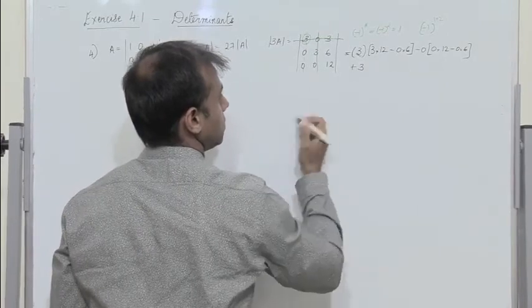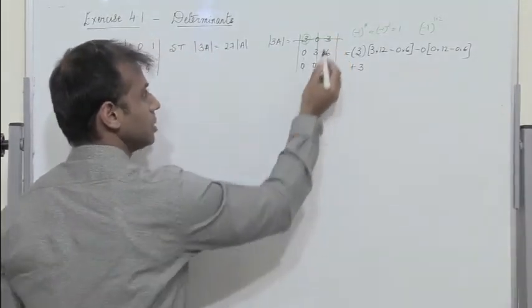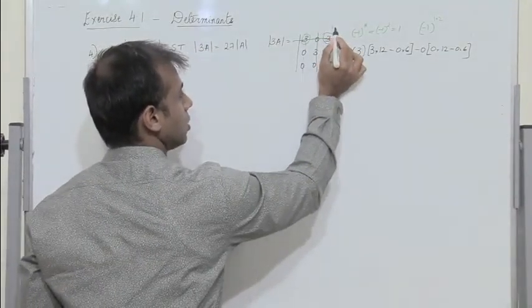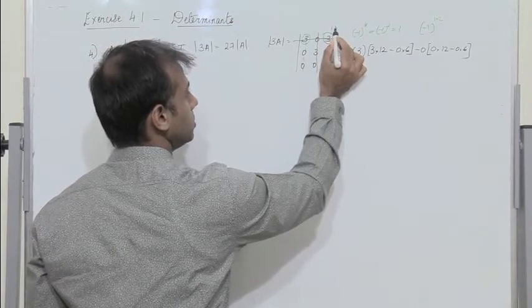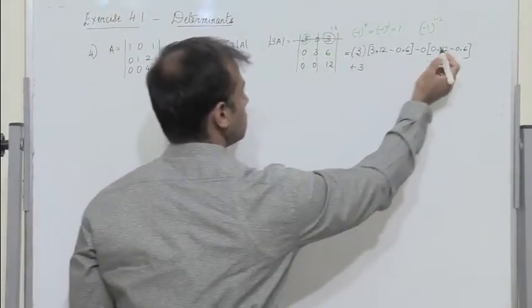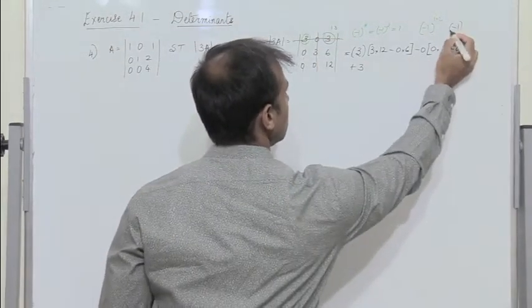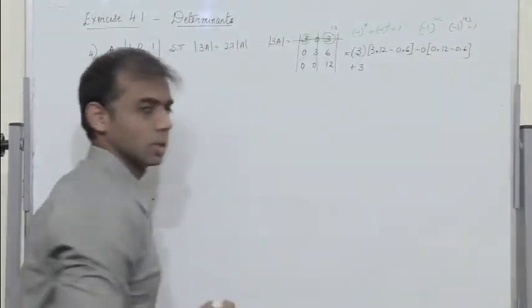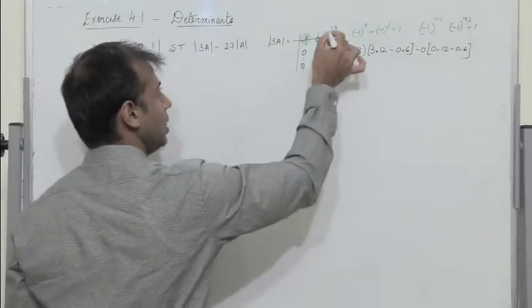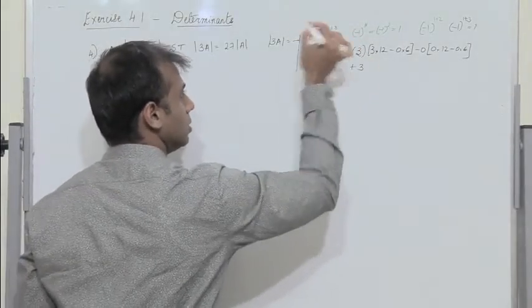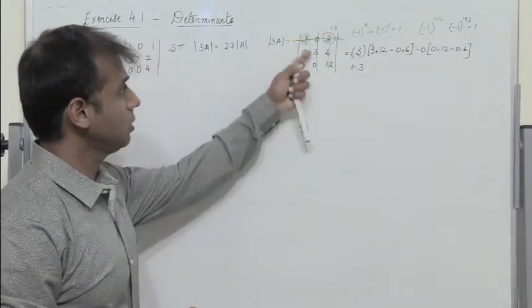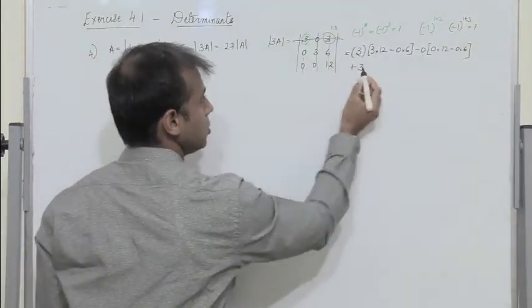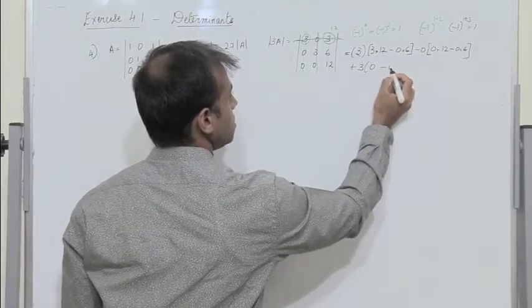Plus 3. So this is the element which is along row 1 and column 3. Okay, so I have to multiply this with minus 1 whole power 1 plus 3, which is equal to 1. So it is plus 3. So I eliminate the third column and the first row. So it is 0 into 0 minus 0 into 3.